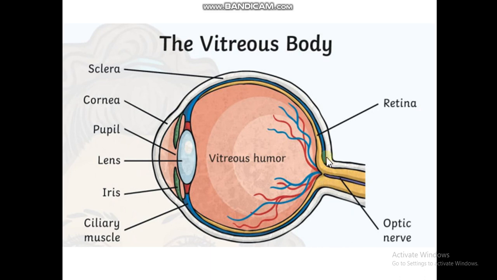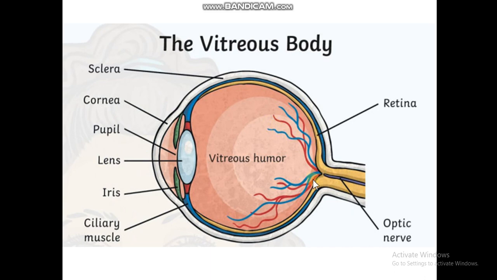So here you can see the retina. At this point there is no retina present, so the image does not form here. One thing you should remember: images form on the retina. The retina is like a screen. You have seen a projector screen, where images from the projector are formed. Similarly, this is the screen of our eye. Whatever we see, the images of those objects are formed on this screen, on this retina.